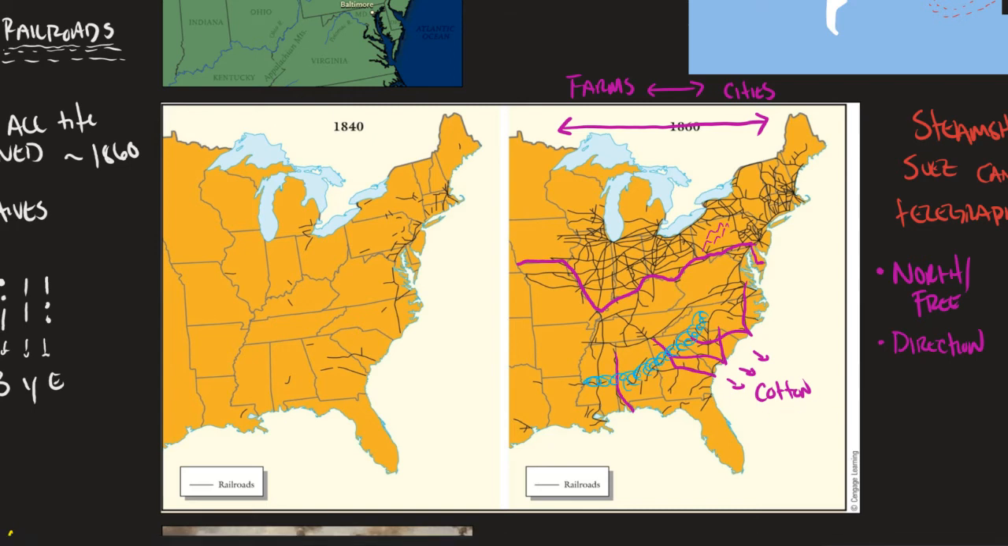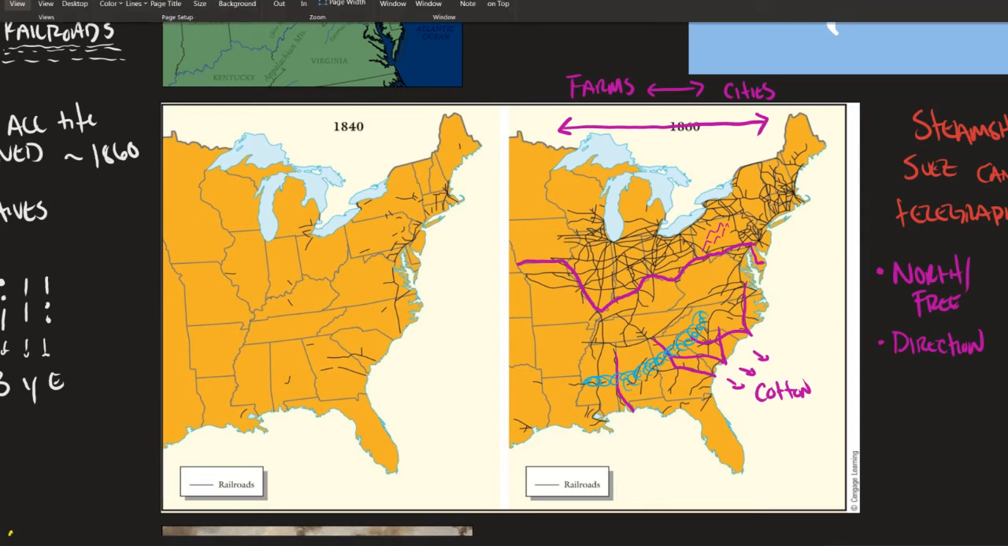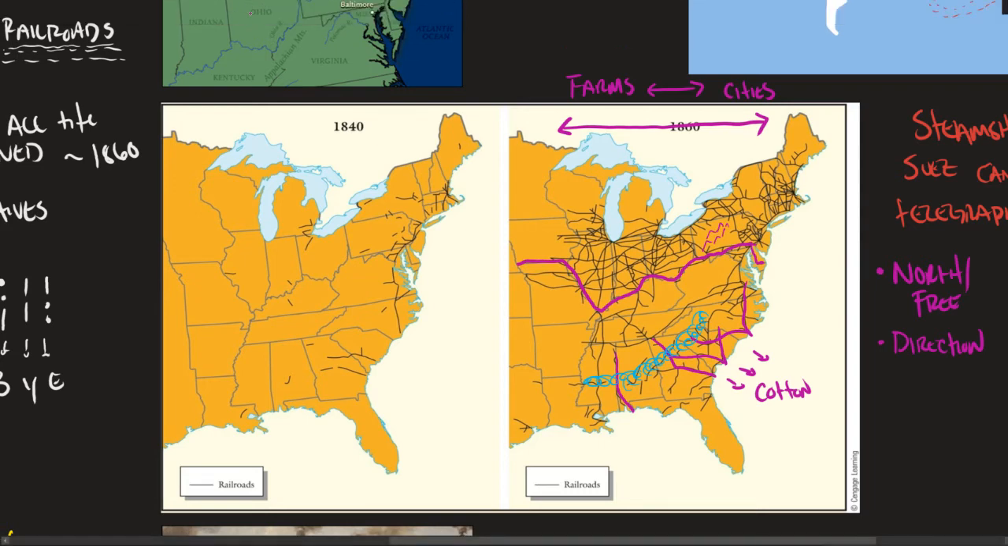The third thing to take note of, in addition to where the railroads are and what direction they run, is the connection between the north and the south.